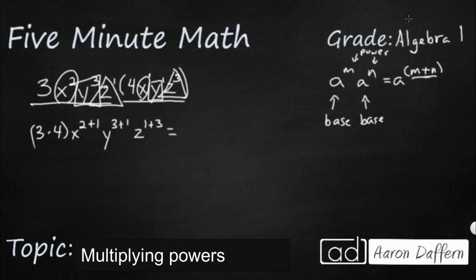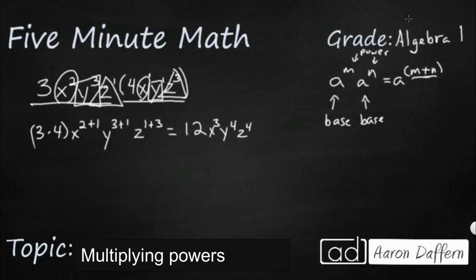So let's simplify this. 3 times 4, right, is going to make 12. That's x, 2 plus 1. That's going to be x to the third. And then my y is going to be to the fourth. My z is going to be to the fourth, because I was just looking at bases that were the same. I had 3 different bases, the x and the y and the z.